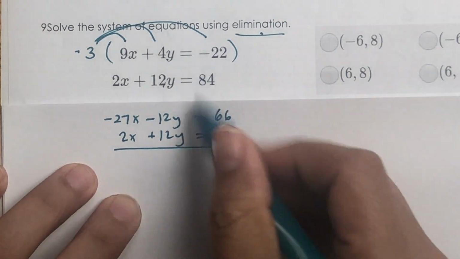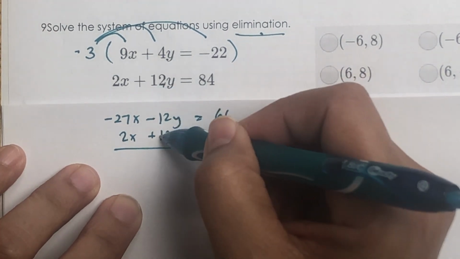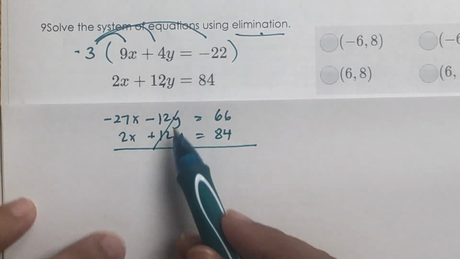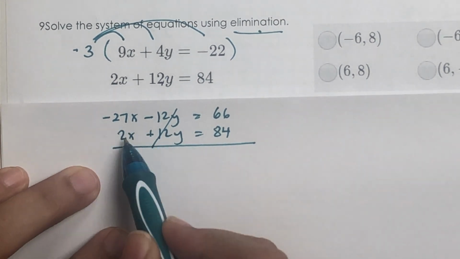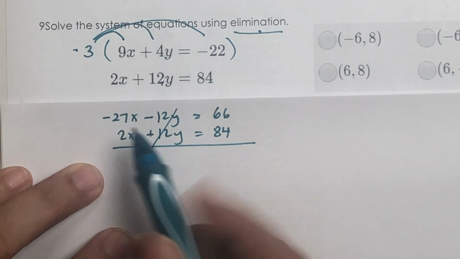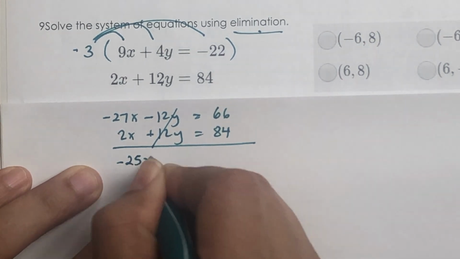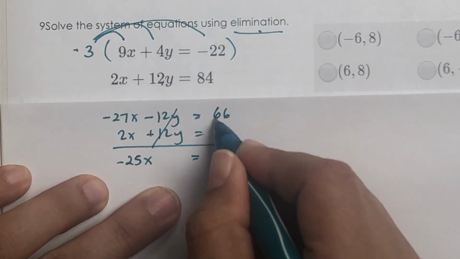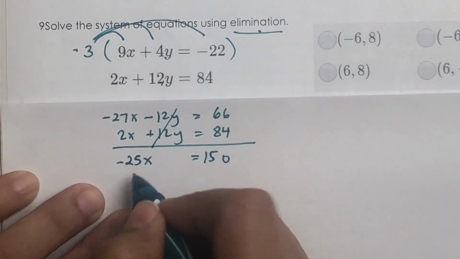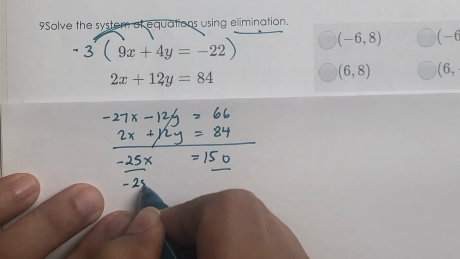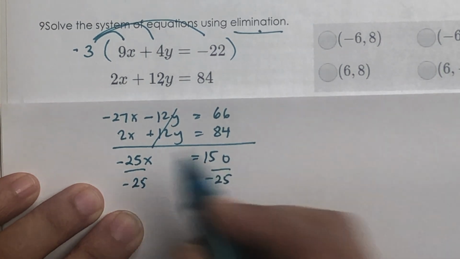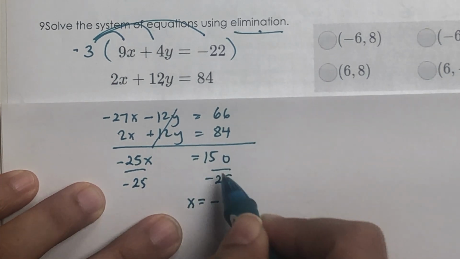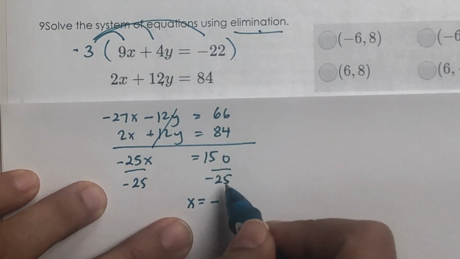Okay, now I'm going to combine. Now you'll notice negative 12 plus 12 is going to go away. Don't assume it's going to go away. Make sure that you're doing the calculation to check. So now you have negative 27 plus 2. All right, so negatives are going to win by 25. Just use a calculator. 66 plus 84, 0 carry 1, 150. Divide both sides by negative 25. So I'm going to get x is equal to negative, because a positive and a negative is a negative.